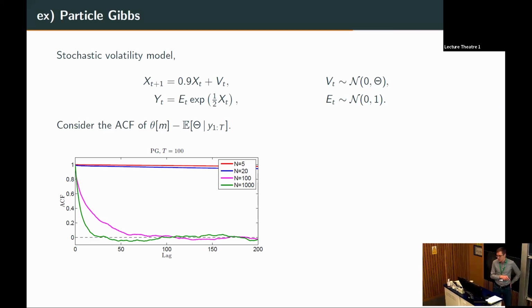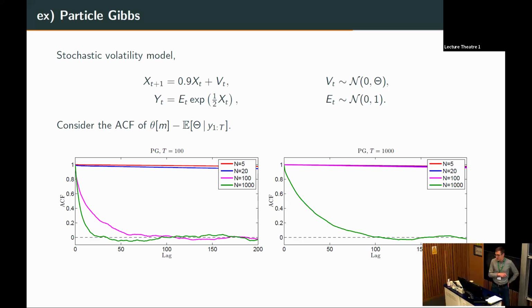If it goes down to 20 or 5, something really extreme, we can see that the autocorrelation function is really bad. The reason for this is the degeneracy issue: if I have 5 particles and apply that to a time series with 100 time steps, the probability of not having a coalescence at time 0 is pretty much 0. Even worse, if I increase T, then even with 100 particles we don't have any convergence here. So it really becomes critical that we have sufficiently many particles for the problem.